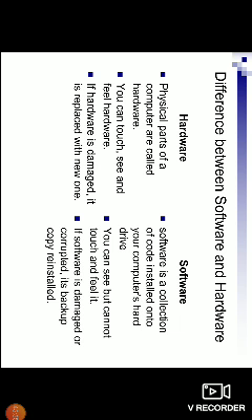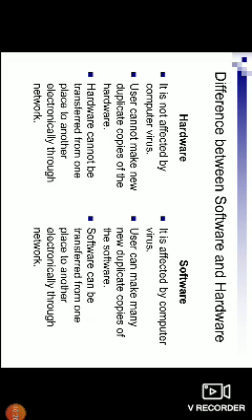So here are the differences between software and hardware. Hardware is a physical part of a computer, whereas software is a collection of code installed on your computer's hard drive. Hardware we can see, touch and feel, whereas software we can see but cannot feel. If hardware is damaged, it is replaced with a new one. If software is damaged or corrupted, its backup copy is installed. Hardware is not affected by computer virus. Software is affected by computer virus.